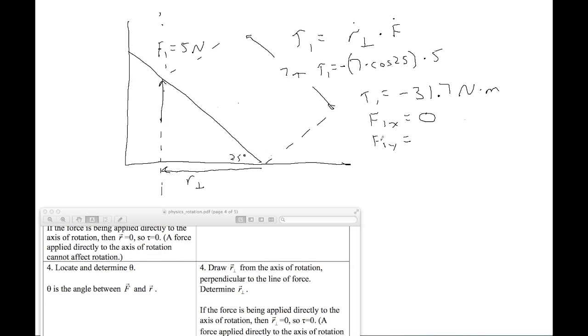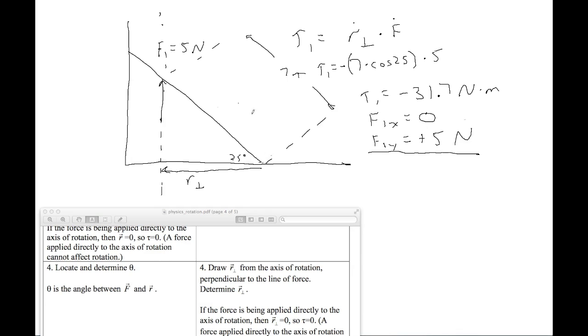And what would be F1 sub y, the y component of the force? That's 5 newtons. Good, except we want to be in the habit of always putting a sign out in front. So positive 5 newtons. Good. Notice that just because the torque is negative doesn't mean the force is negative. The torque here is negative, but the force is positive. So those would be part of making our force and torque table for this problem.